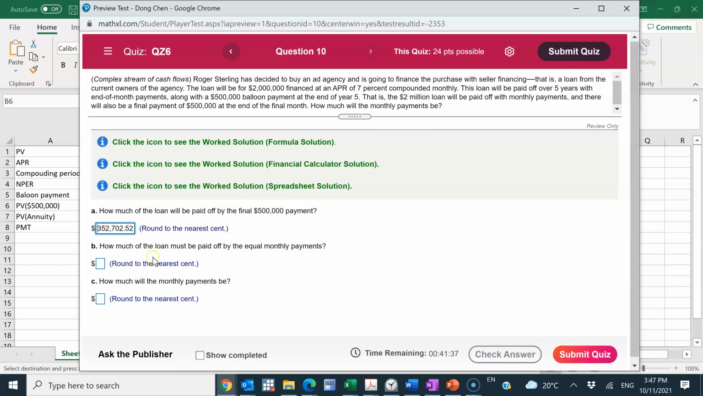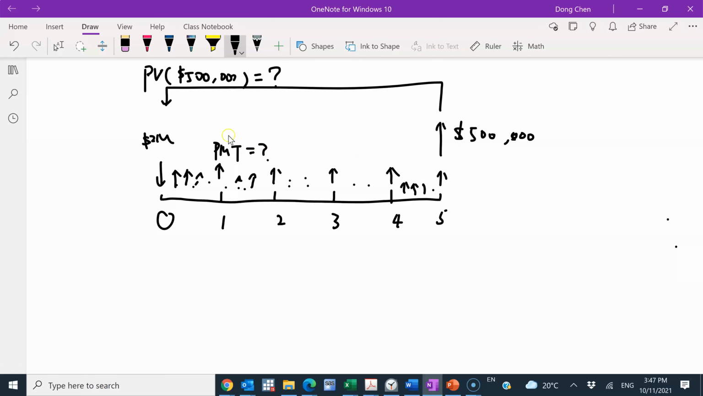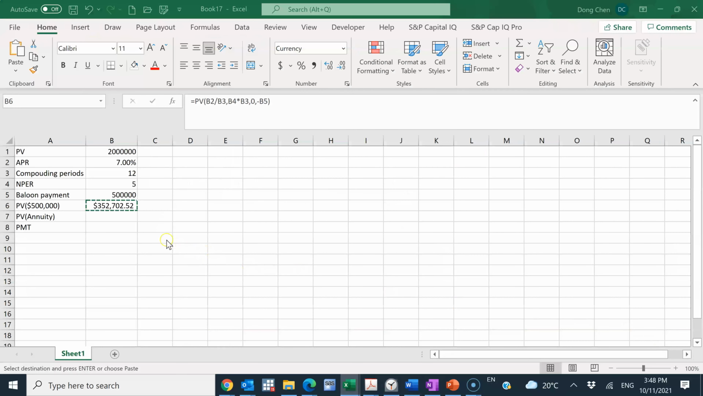And then part B, how much of the loan must be paid off by the equal monthly payments? So once we understand this chart, we know that the loan will be paid off by two streams of cash flow. One is this lump sum final balloon payment, and we have already calculated its present value. Another one is simply this annuity of monthly payments, right? So once we know how much loan will be paid off by this balloon payment, the amount that will be paid off by this annuity will simply be the difference between the total loan amount, 2 million, and this present value of this $500,000. So that's the way we can get the answer.